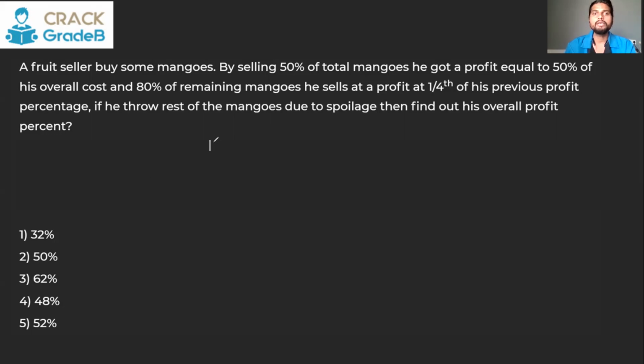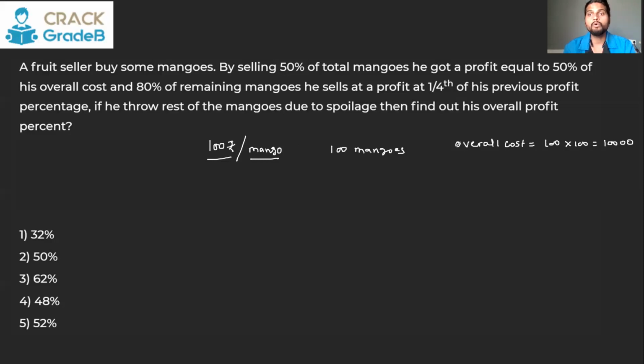So if I say he buys mangoes worth 100 rupees per mango. So this is, let's say, the price, 100 rupees per mango. And he buys such 100 mangoes. So for him, the overall cost will be, because he's buying 100 mangoes worth 100 rupees each, so 100 into 100, the entire cost is going to be 10,000. This is going to be the overall cost for him.